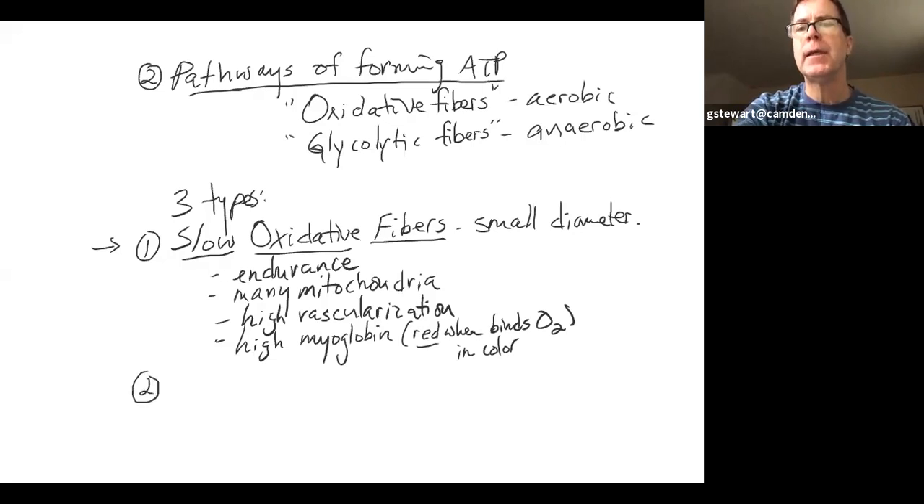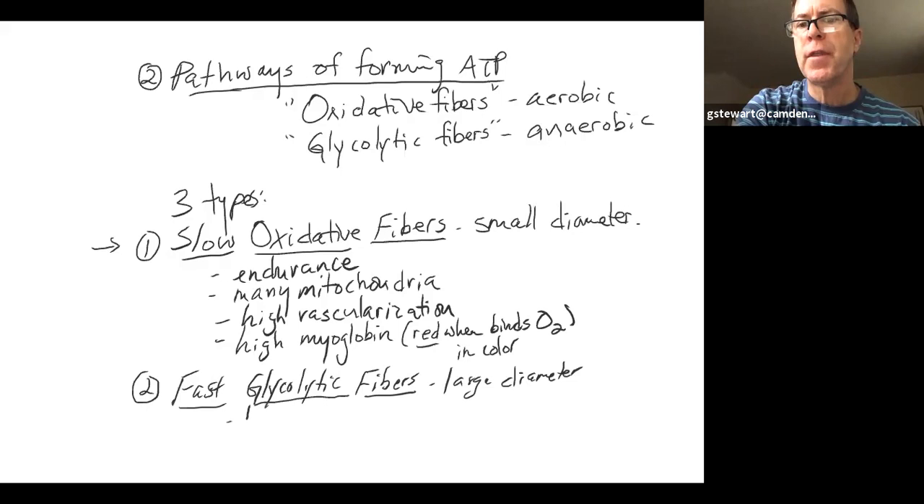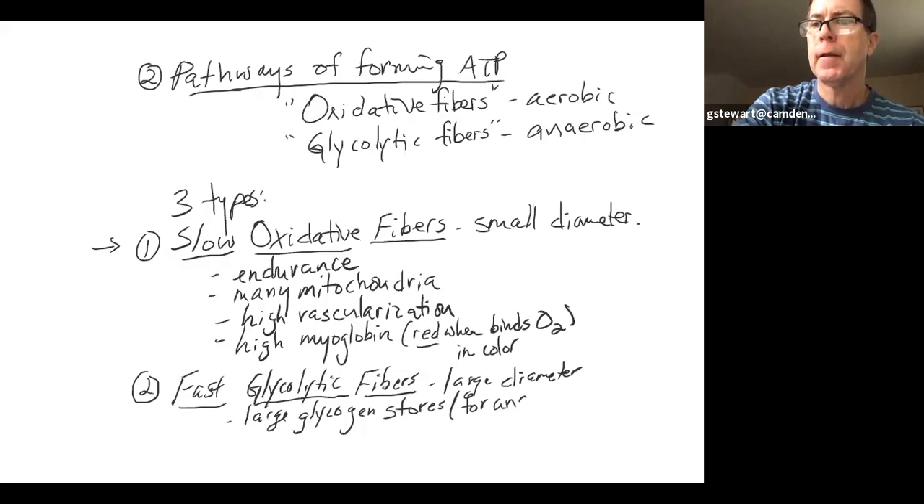The second major type are opposite, so they would be fast glycolytic fibers. If you've been reading your textbook or coming to these lectures or watching my recorded lectures, this should make sense to you now. What the word glycolytic means should at least make sense to you. These tend to be large in diameter, so they're big. Characteristics are almost the complete opposite. These tend to have large glycogen stores within them, meaning they have sugar, glucose molecules stored within them, because they're going to need that for a burst of energy. And I'm going to put for anaerobic production of ATP.